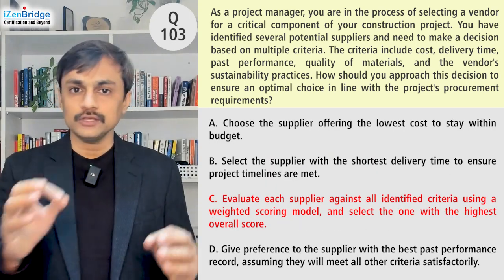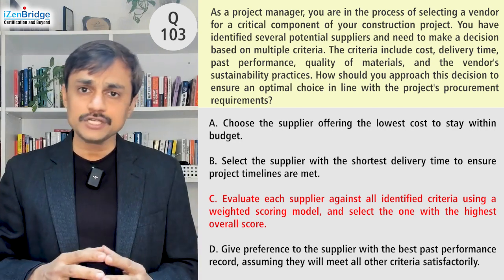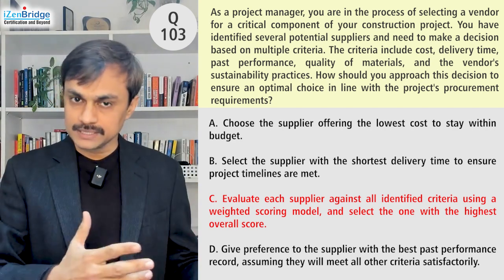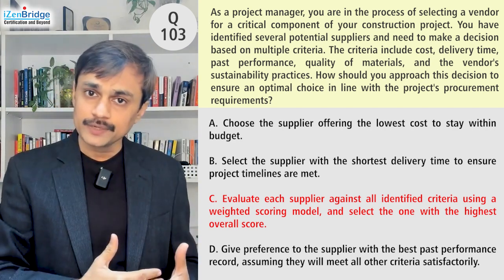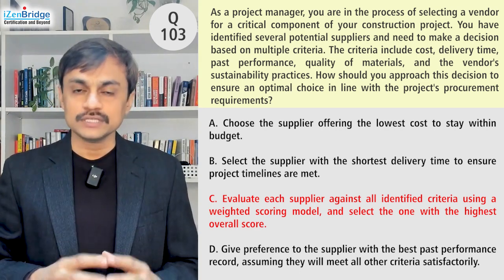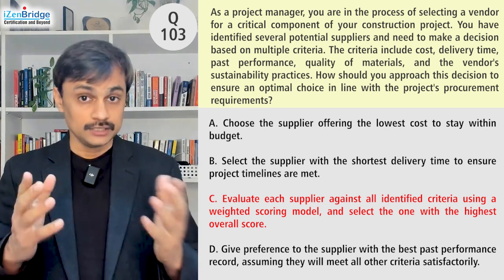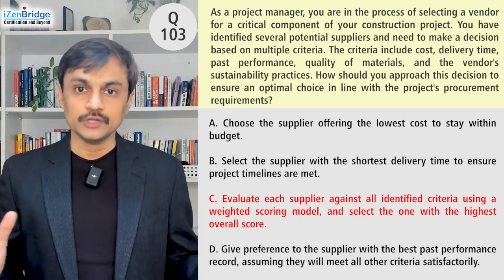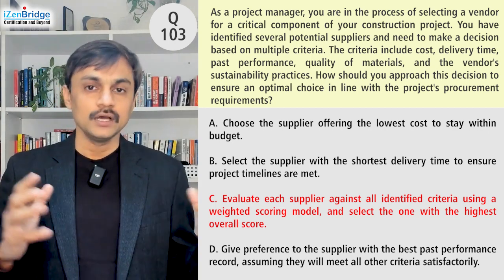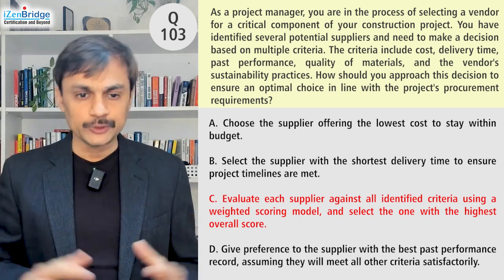Multi-criteria decision making, which you might have studied in your PMP preparation, can be used in multiple places. You can use it for requirement prioritization, and you definitely use it for selecting the right vendor. This question is clearly indicating that you have to worry about multiple parameters other than cost and timeline alone.